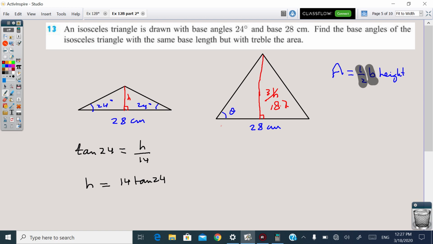And again, tan theta in the big triangle is equal to the opposite, 18.7, divided by the adjacent, which is half of the base, which is 14. So theta equals tan inverse 18.7 over 14, and this is something that you can calculate.